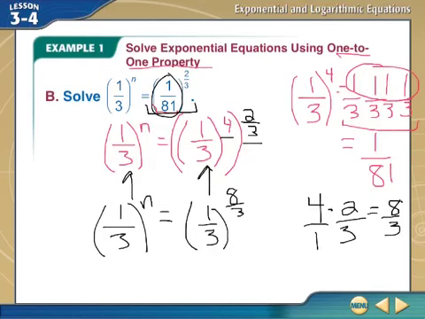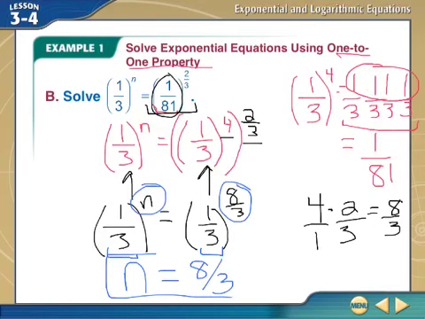And now since the bases of my exponential terms are the same, that implies that my exponents are equal. So I now know the value of n is 8/3. Now I could go back to the original problem and substitute 8/3, and on my calculator take 1/3 and raise it to the 8/3, and that should give me the same thing as 1 over 81 raised to the 2/3.